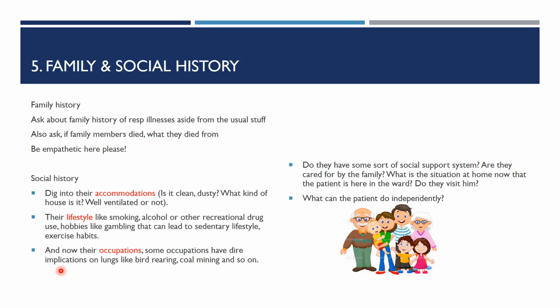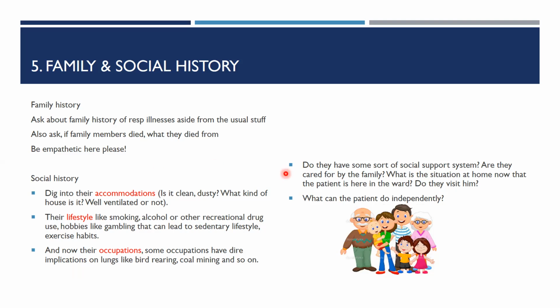Now, just to bring it closer to home, like people who are poultry farmers. Poultry farmers have a risk of getting something called pneumonitis. Coal miners have the black lung disease. People who mine asbestos get asbestosis, and so on.